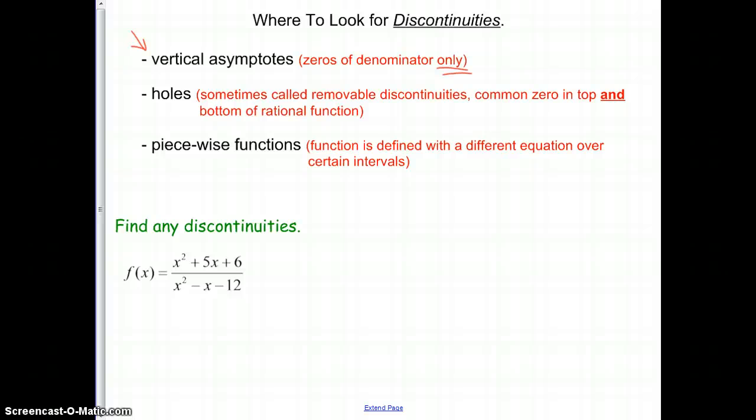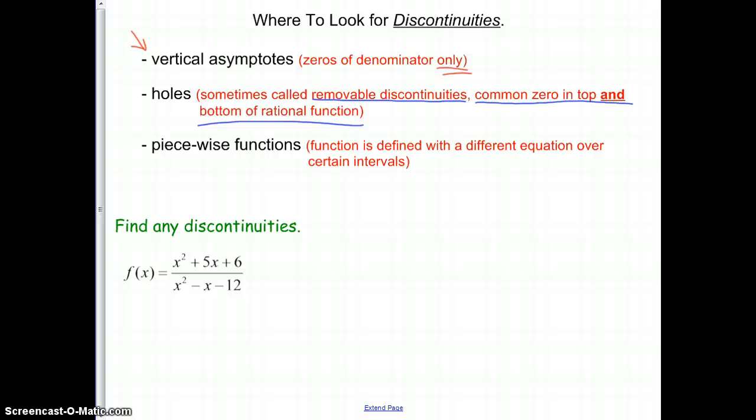The other thing, and I've mentioned this kind of in passing a few times, is a hole in the graph. Okay, it is called a removable discontinuity. What you're looking for in the equation is a common 0, top and bottom, of that rational function. So a vertical asymptote is when it's a 0 of only the denominator. You have a hole in the graph when it is a 0 on the top and on the bottom of the fraction.